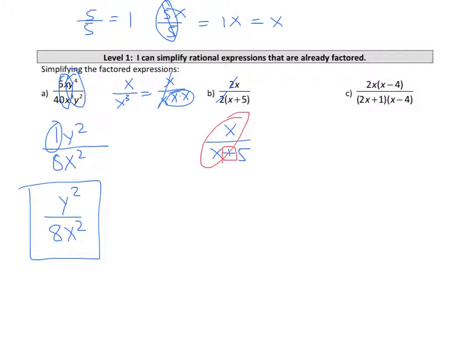So this is not 1/5. That x over x does not cancel. Our final answer is x over x plus 5. Can't be simplified.